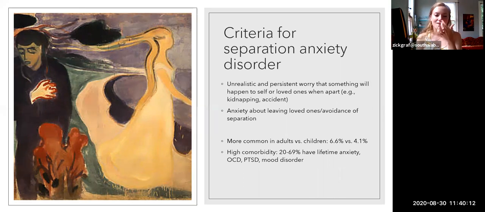The worries tend to be kind of unrealistic and excessive. So they worry about their loved one being kidnapped, someone breaking into the house when they're home alone, their loved one getting into an accident. They might also worry about their loved one, like if it's a romantic partner, leaving them or abandoning them. So people with separation anxiety disorder have all these worries about what might happen when they're separated, and that leads to anxiety about separation. So trying to avoid separation or feeling really anxious when separation happens.